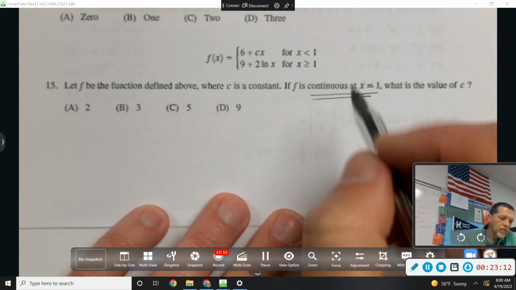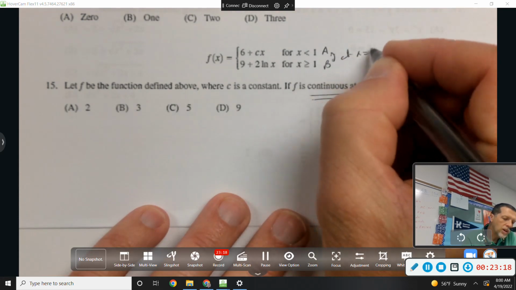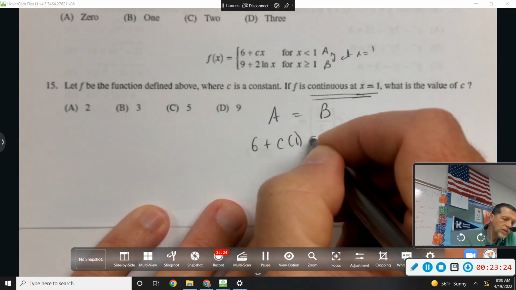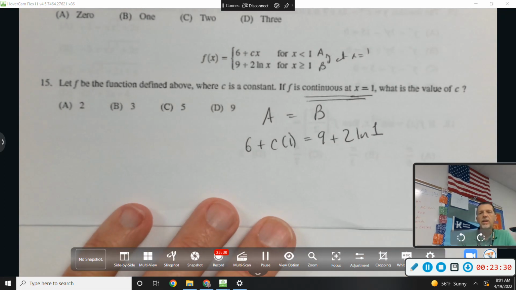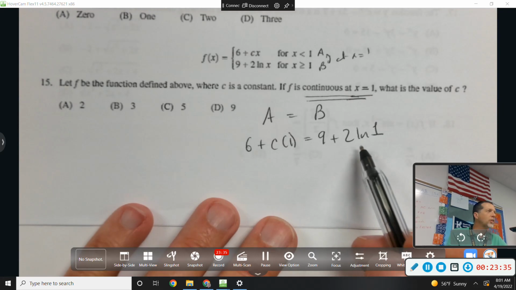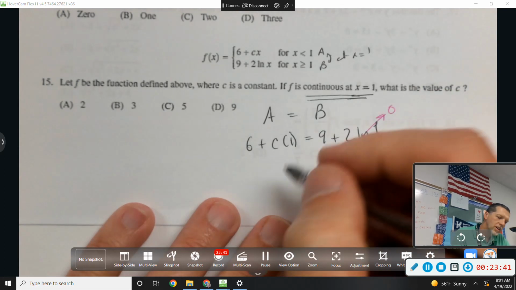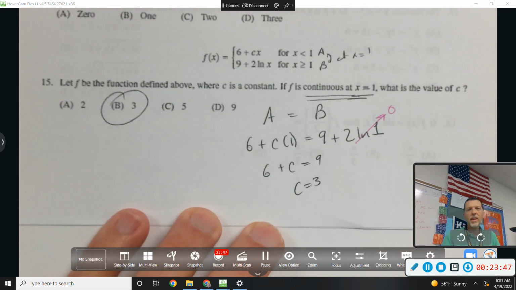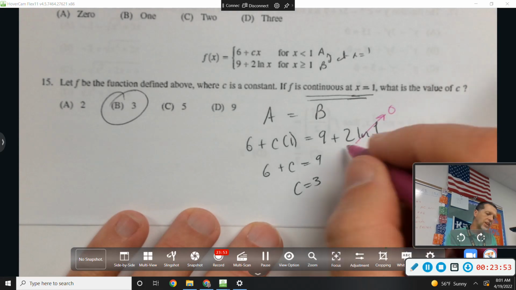So that means the A branch has to equal the B branch at x equals 1. So 6 plus c times 1 equals 9 plus 2 natural log of 1. What's the natural log of 1? Algebra experts. Natural log of 1 is 0. So 6 plus c equals 9. C equals 3. That's another one where the calculus is easy, but did you get the algebra part right?